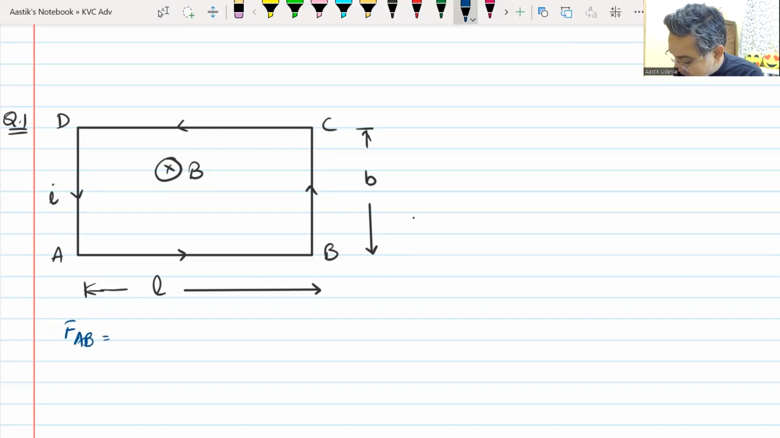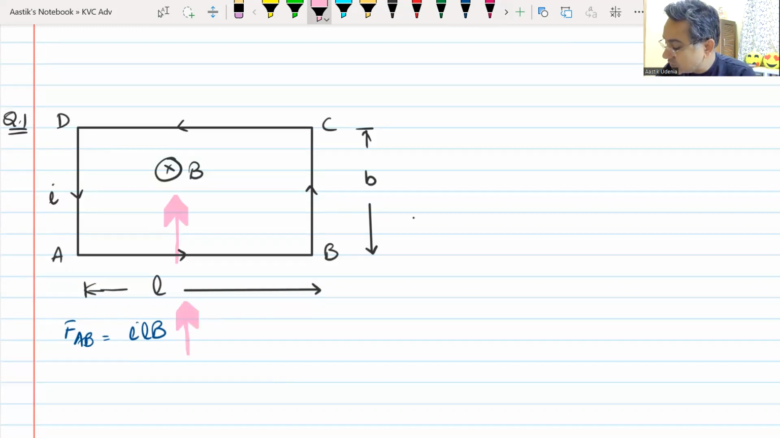So, the force on the wire AB will be I into L into B. What would be the direction of this force? Upward, sir. The magnetic field is like this, so the force would be going in the upward direction at the center. Yes or no? Yes. The direction of this force would be upwards.